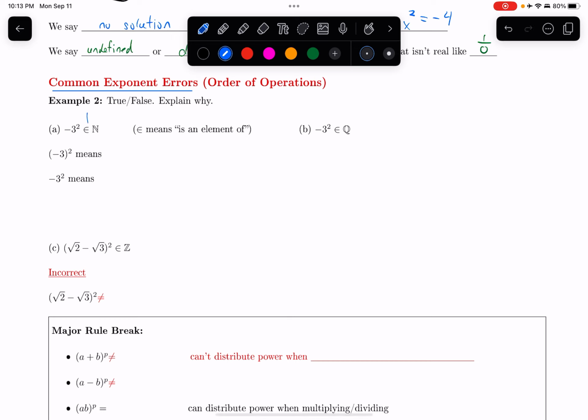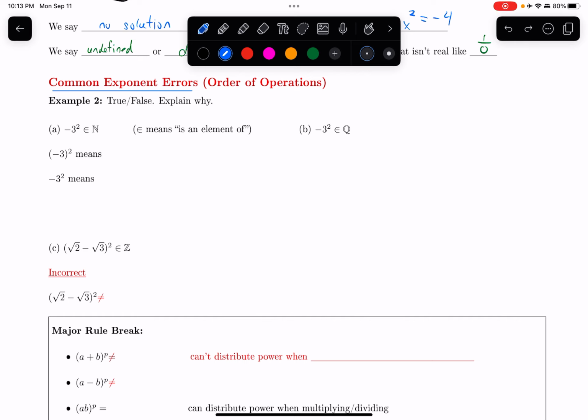This symbol means "is an element of." So this is saying negative 3 squared is an element of. Remember, this capital N like this is the symbol for natural numbers. So is negative 3 squared written like that a natural number?